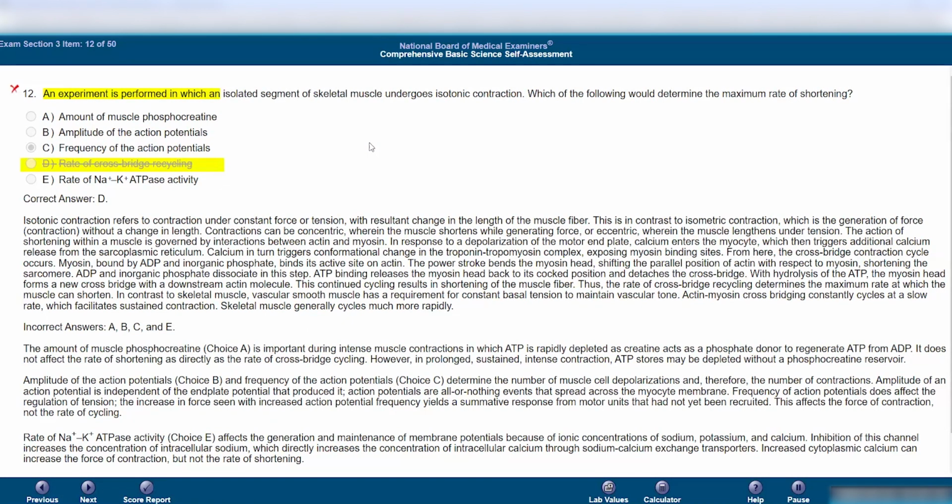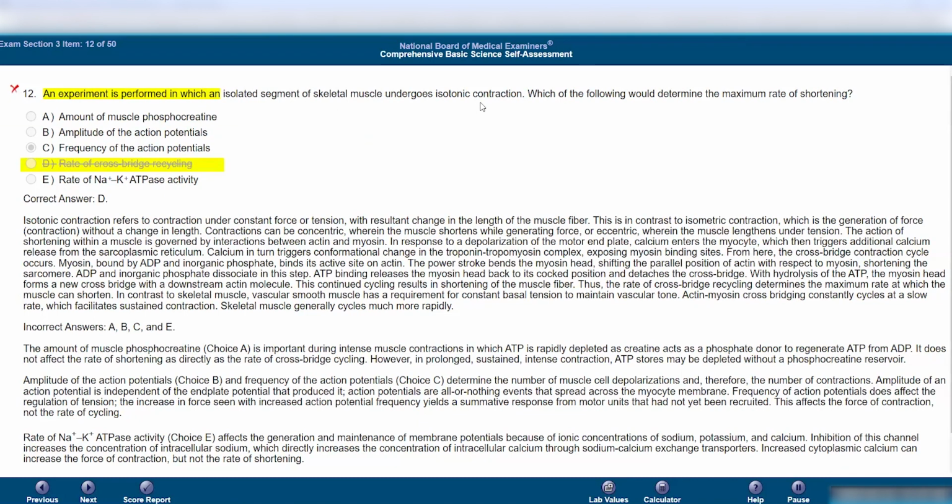Isometric contraction generates force without change in length. Concentric is the action shortening with the muscles. The maximum rate at which muscle can shorten. I didn't know this. Once again, this is kind of a weird question, lower yield I would say, but understand the general thing. It just says cross-bridge recycling is the maximum rate at which the muscle can shorten. Didn't know that, definitely for sure.